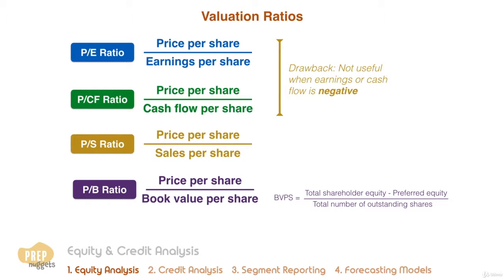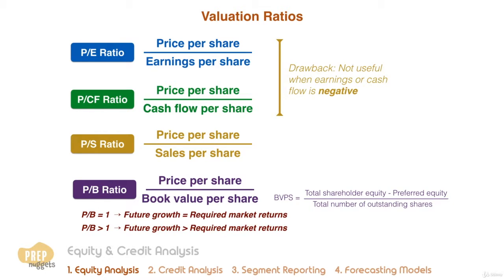Assuming that book values reflect the fair values of the assets, a price-to-book ratio of 1 can be interpreted as an indicator that the company's future returns are expected to be exactly equal to the returns required by the market. A ratio greater than 1 would indicate that the future profitability is expected to exceed the required rate of return. And when this ratio is less than 1, it may indicate that the company is not expected to earn excess returns.